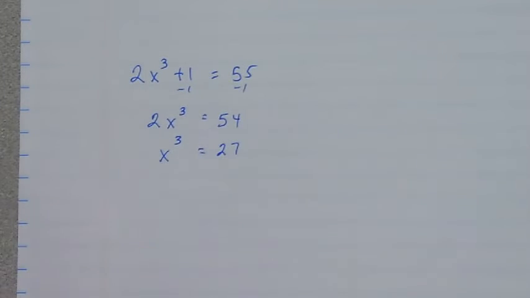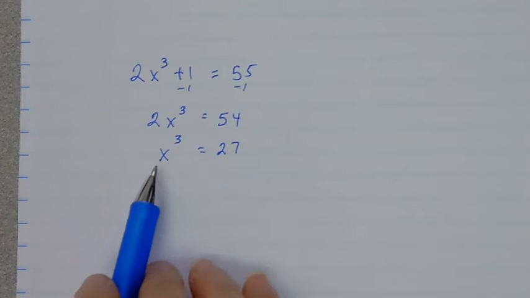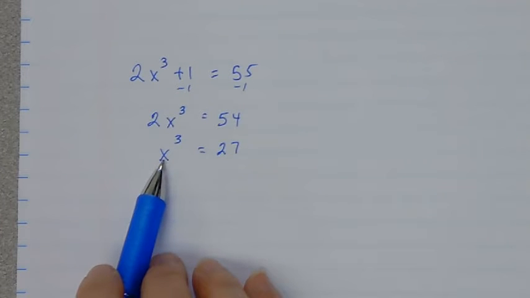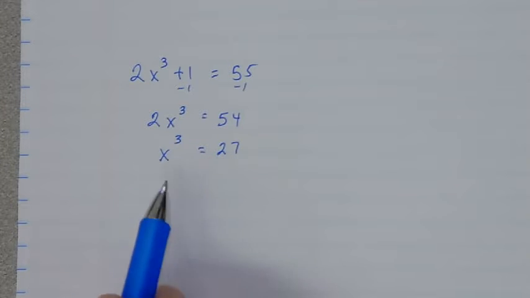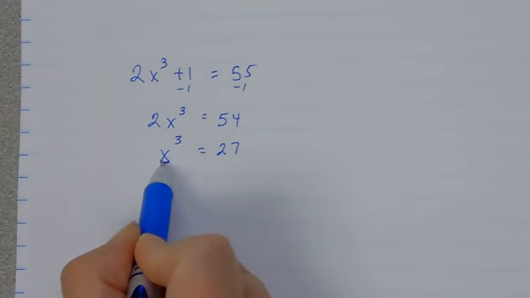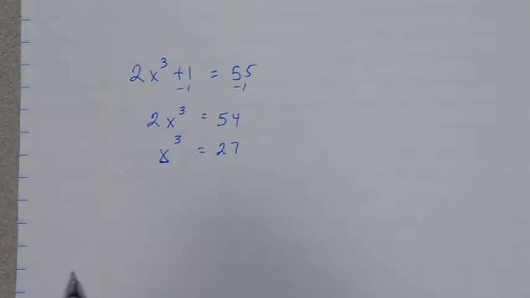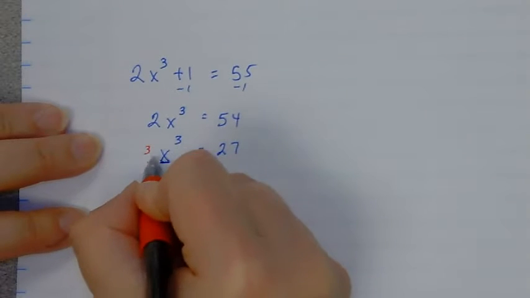So I get 27. Now's where I have to start thinking about the kind of answers I can have. I've got something that I'm taking times itself 3 times, and I get a positive answer. So that means whatever this number is, it has to be a positive number. So I'm not going to have 2 choices this time. I'm only going to have 1 choice.